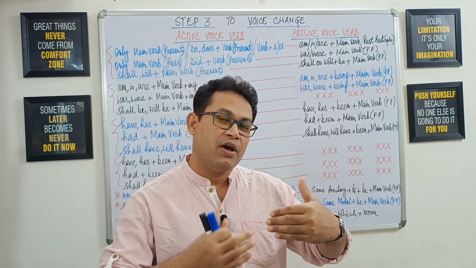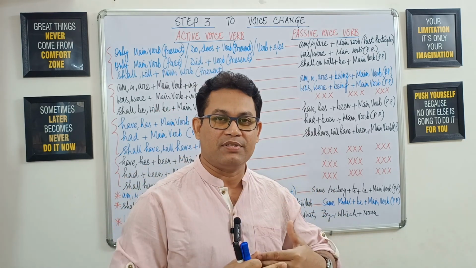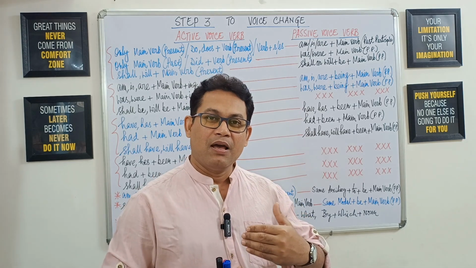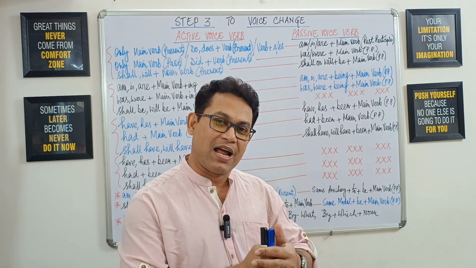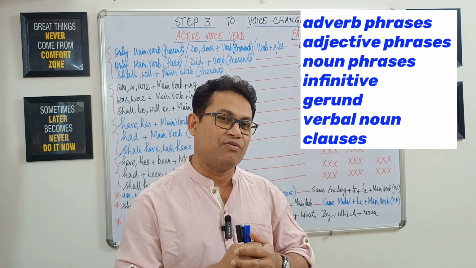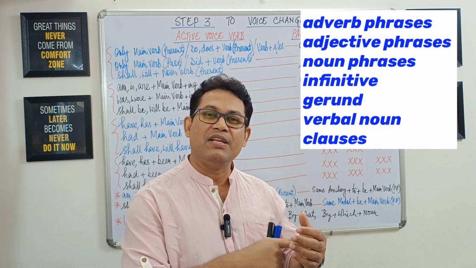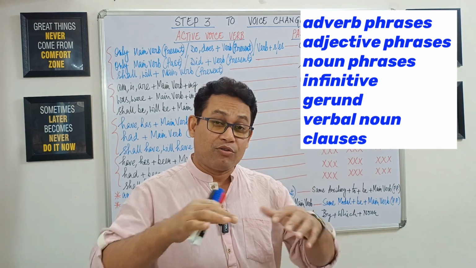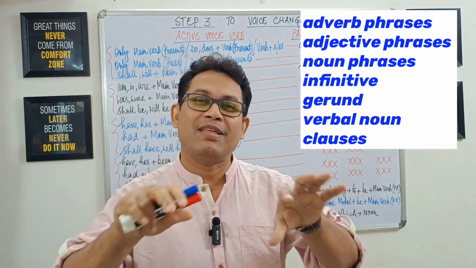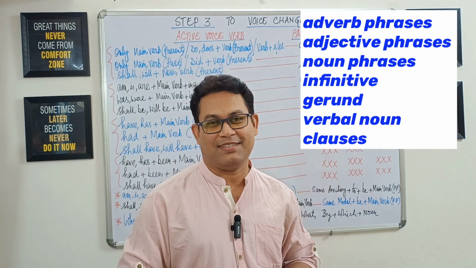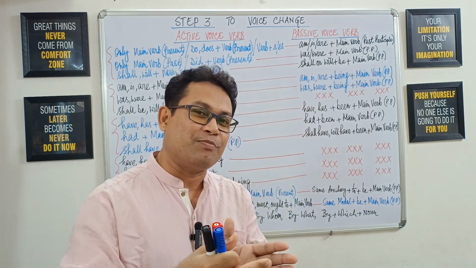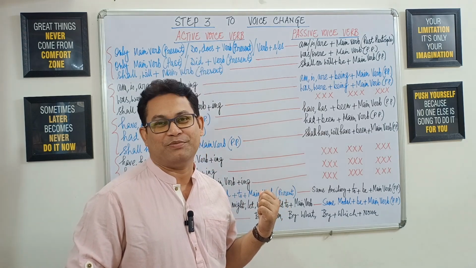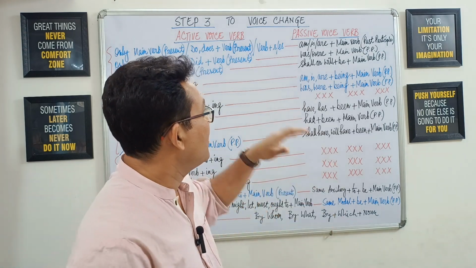But remember, after the verb, we may have different adverbs, plus we may have different phrases. We may have adverb phrase, adjective phrase, noun phrase, then we can have infinitive, gerund, verbal noun, and even clauses. Okay, so out of all these elements, we have to find out the object or the objects in that sentence. And once we get that object or objects, then we have to bring it towards the very beginning of the sentence as subject. All right, so that will be the topic for my next video.